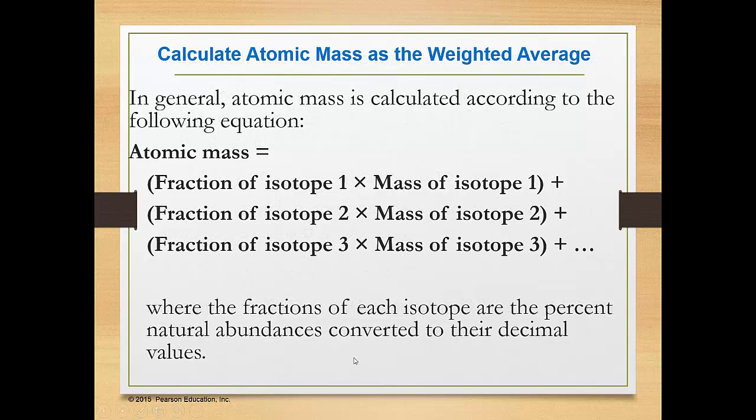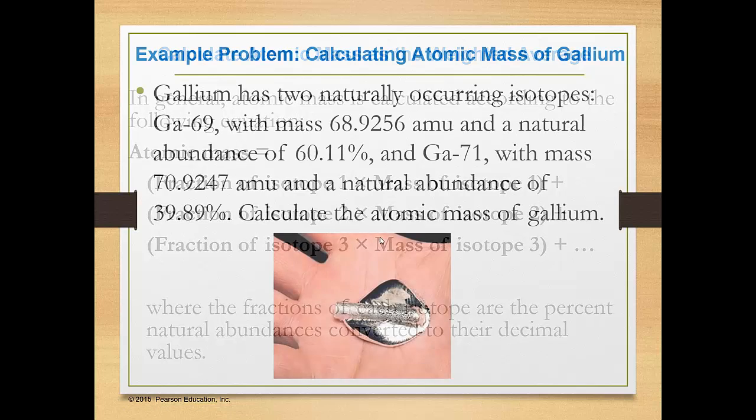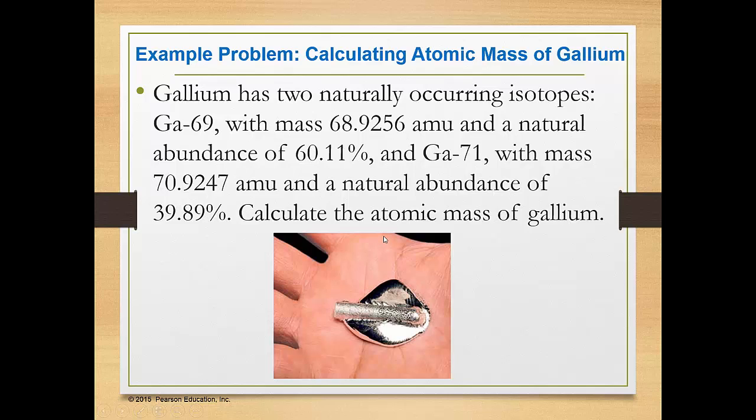So in general, if you want to calculate the atomic mass of any element, you will need to know the fraction of each isotope and the mass in atomic mass units of each isotope. All you do is multiply that fraction, so take the percent and turn it into a fraction, times the mass for isotope 1, 2, 3, however many you have, just add those together. So let's look at an example problem of that.